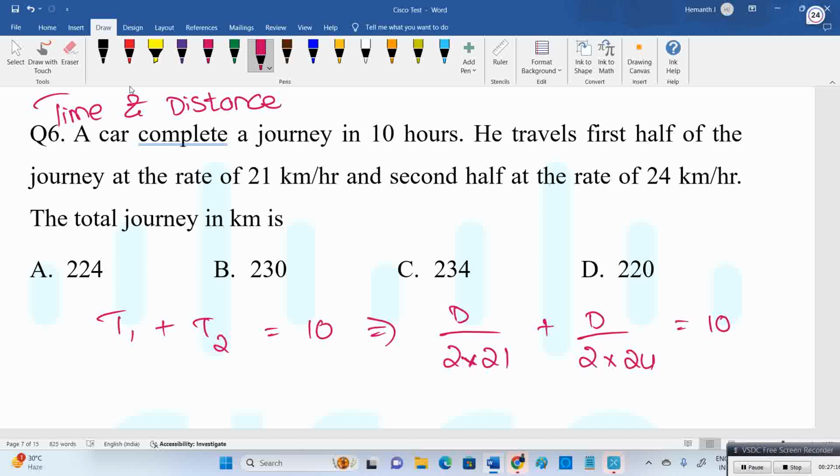Time is distance by speed. See the question in a basic way. No need to search for formulas. In time and distance, for every question, time is distance by speed, or distance is speed into time. That's it, nothing more required. You have those basic three things. You have to calculate D here. Equation solving is required.